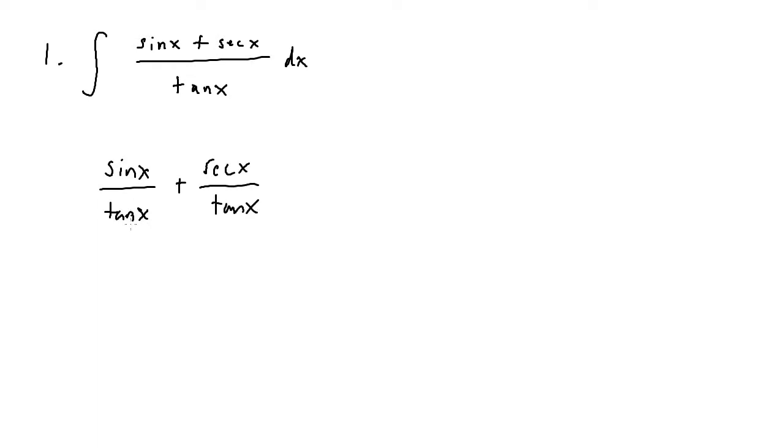Now sine of x over tangent x, I can rewrite tangent x as sine of x over cosine x. So then when I multiply by the reciprocal, cosine x over sine of x, realize the sines will cancel and we're left with just cosine x.